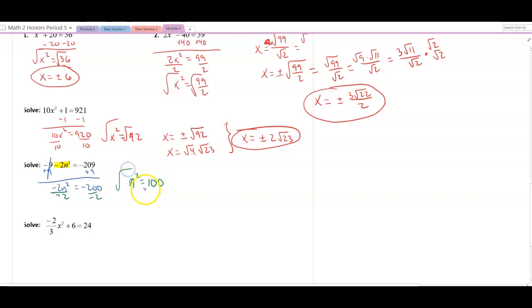How do I get rid of the exponent 2? Take the square root. n equals plus or minus the square root of 100, which is 10.